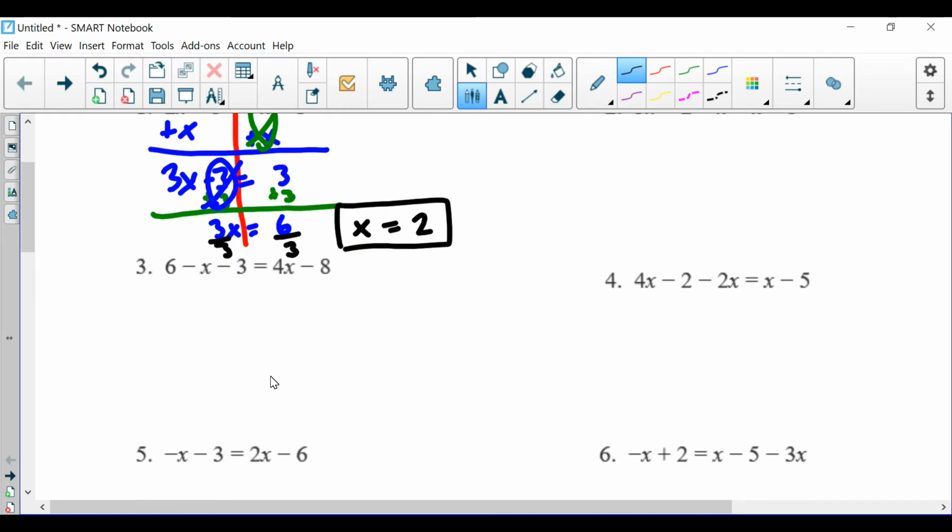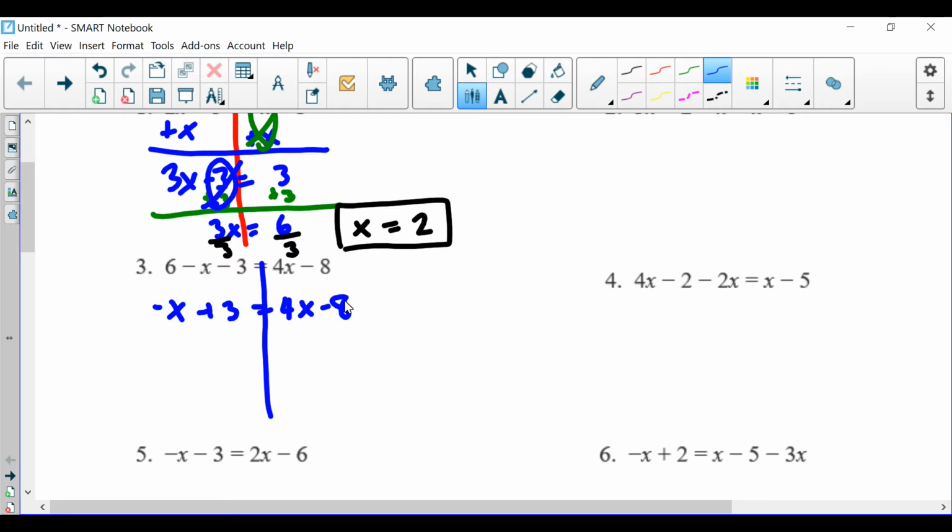Continuing on, again drawing our line, we find out which side has more x's. We notice the right side has more x's, but we want to eliminate what we can combine in the left side. On the left side, we've got a negative x, but we also have a 6 minus 3, and 6 minus 3 is going to be 3. So we have 4x minus 8 on the right side.